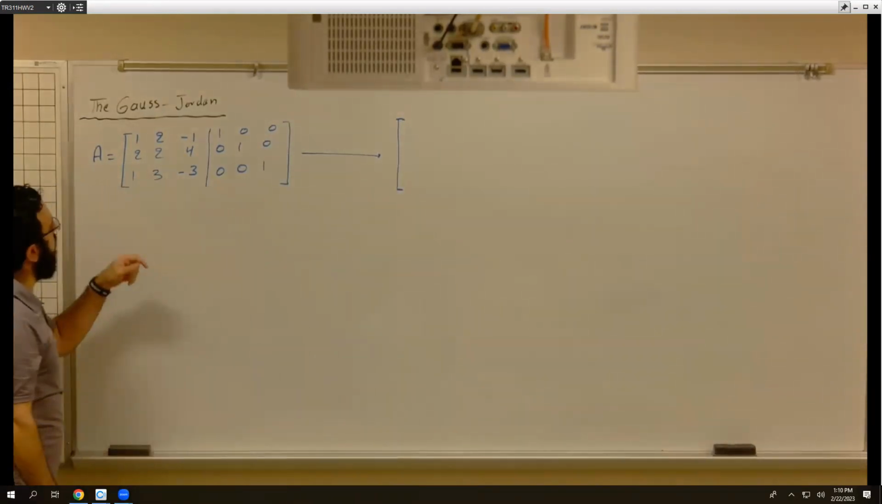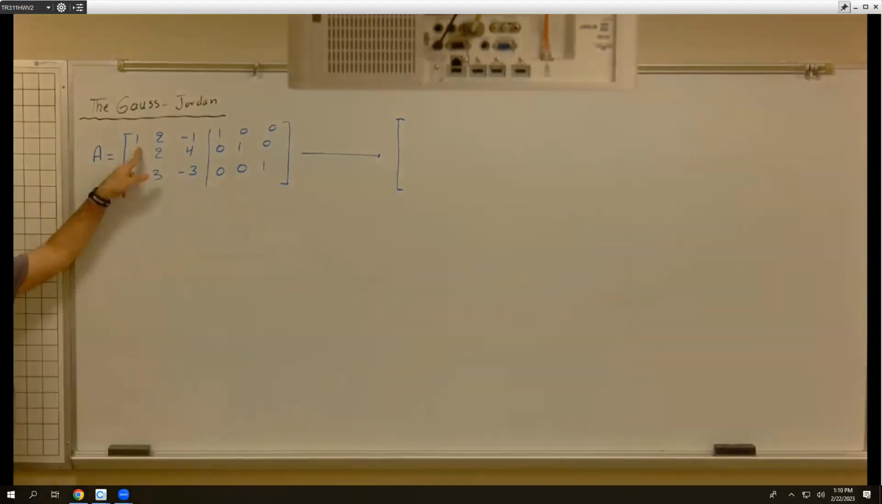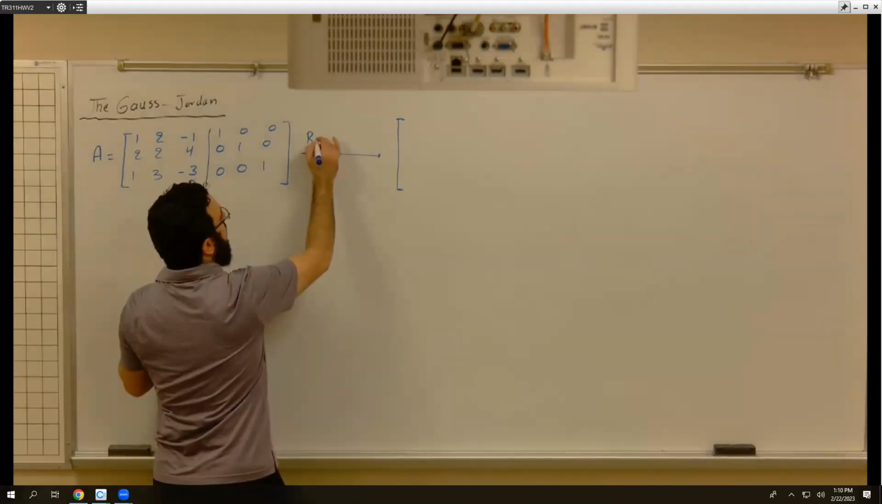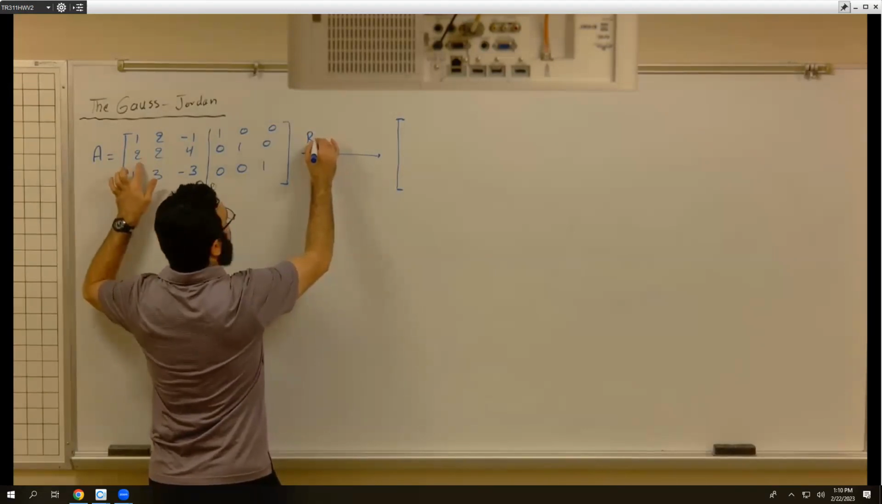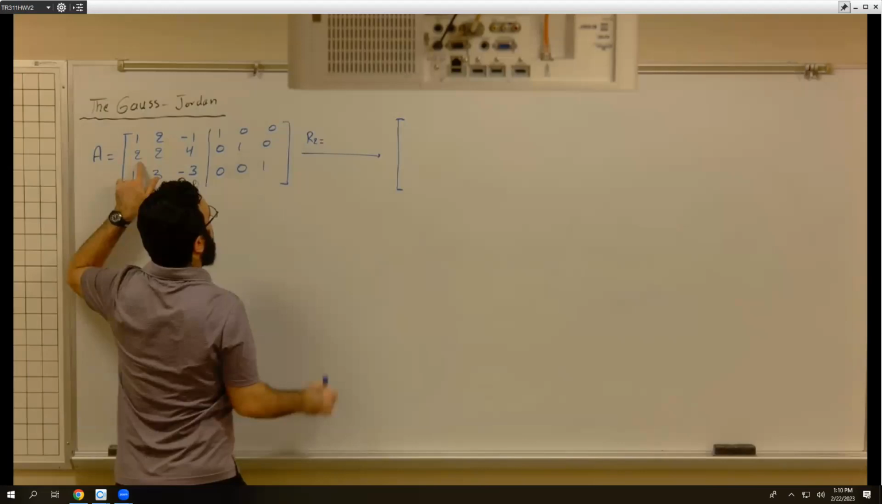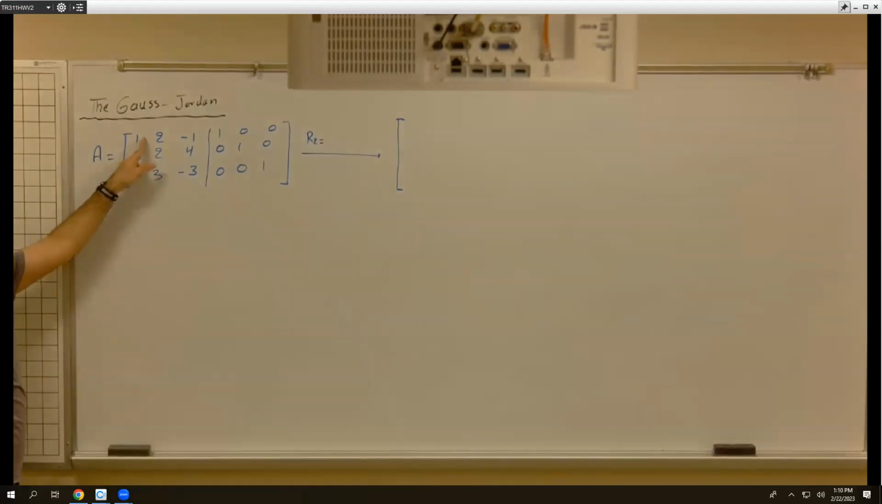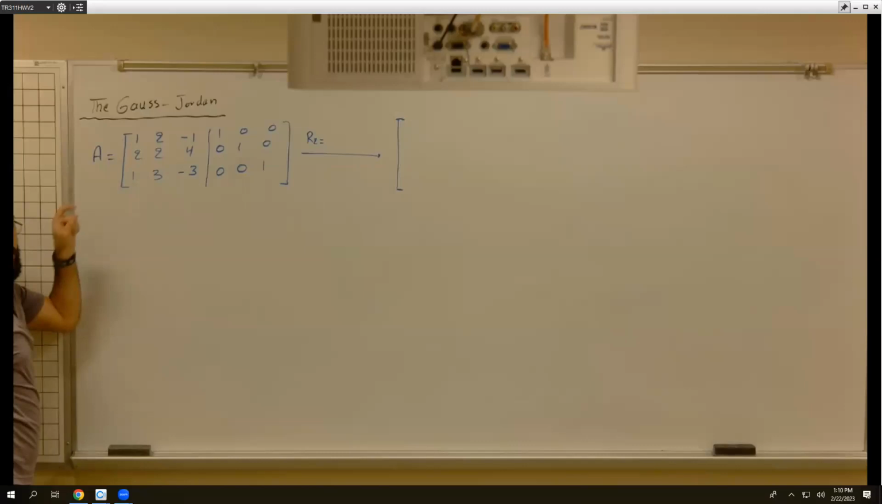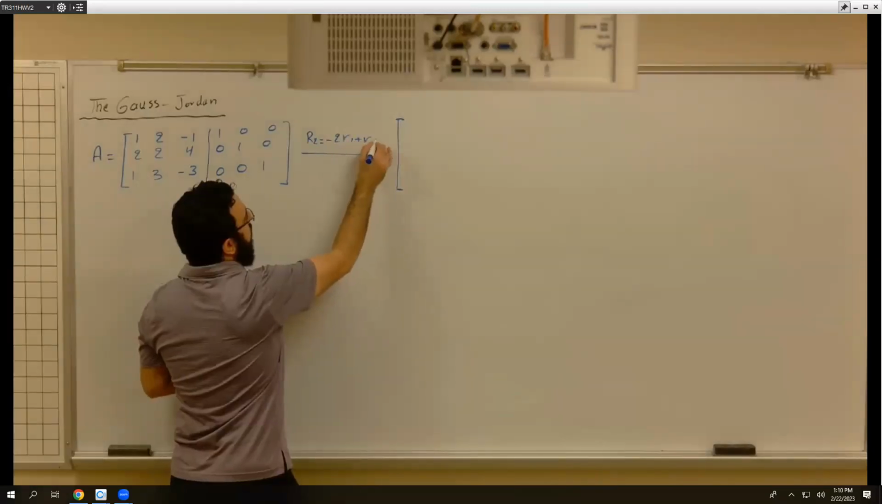It's already 1. The first number is already 1. So I need to convert this number and this number to zeros. So I'm going to do 2 operations at the same time. I'm going to say R2. This number, if I need to convert it to 0, I'm going to multiply by -2 and add. So I'm going to say -2 times R1 plus R2.